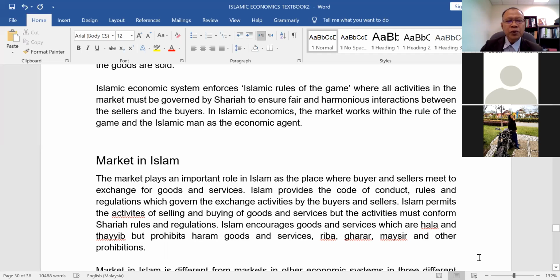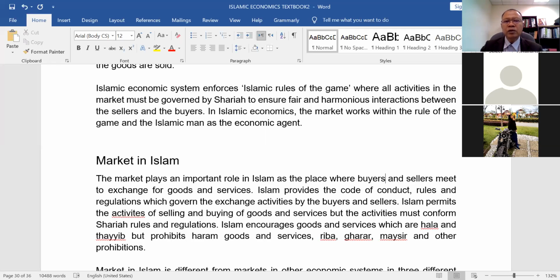The market plays an important role in Islam as the place where the buyers and sellers meet to exchange goods and services. Islam provides the code of conduct, what the buyers and sellers can do and what they cannot do. So Islam provides the code of conduct, rules, and regulations which govern the exchange activities, the buying and selling by buyers and sellers. Islam permits the activities of selling and buying of goods and services, but the activities must conform to Sharia rules and regulations.